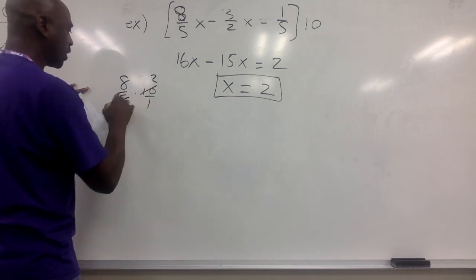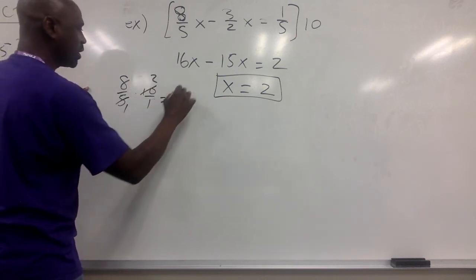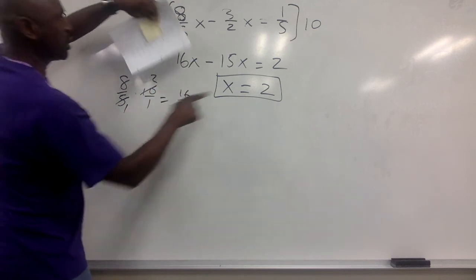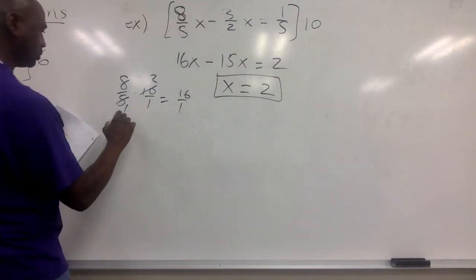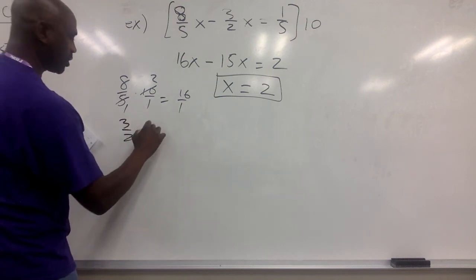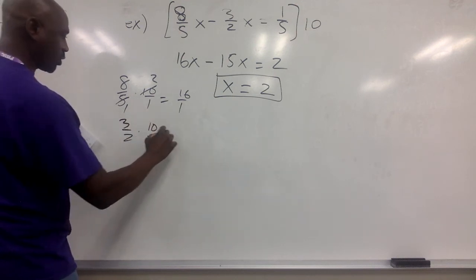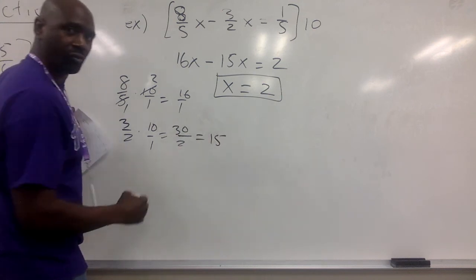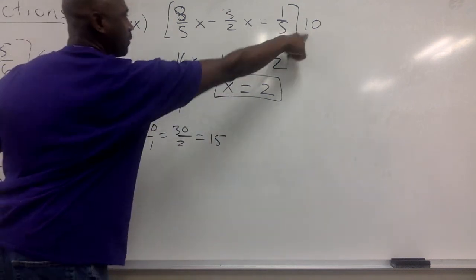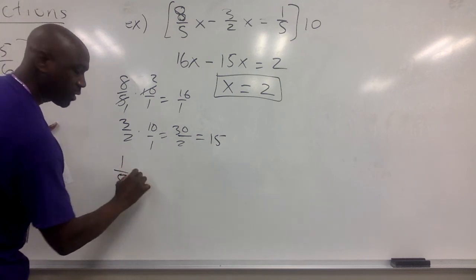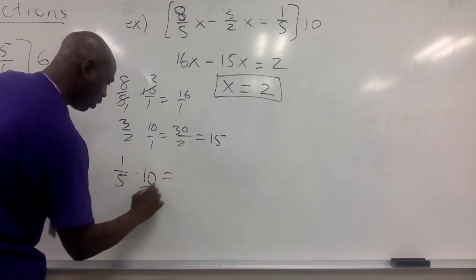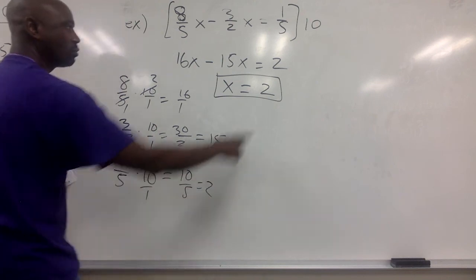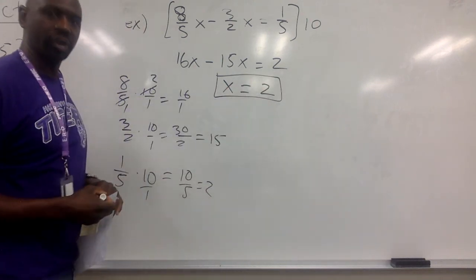Let me cancel this out. These are getting too big. So 8 times 2 is 16 over 1, or just 16. I also did 3/2 times 10 over 1, which is really 30 over 2, which is 15. And I also did 1/5 times 10. 1/5 times 10 all over 1. That's going to give me 10 over 5, or 2. Clearing fractions.